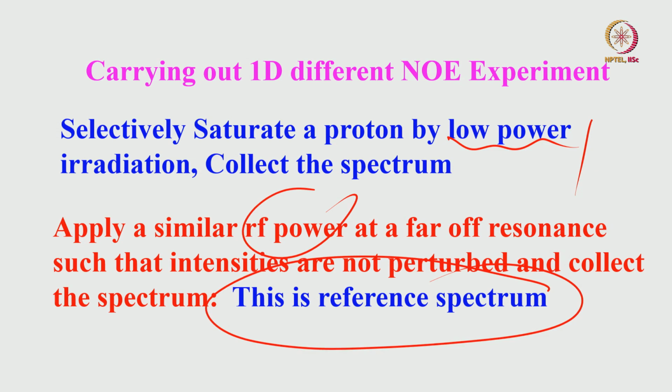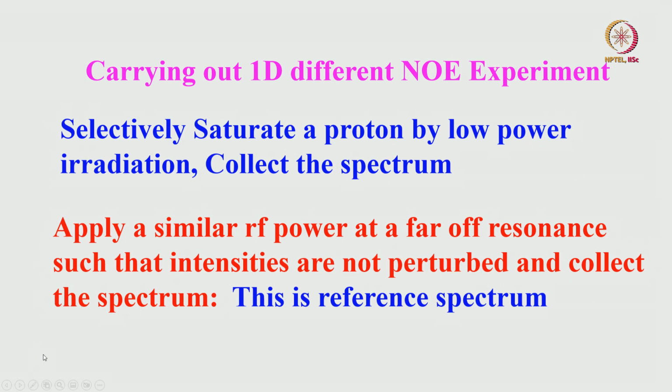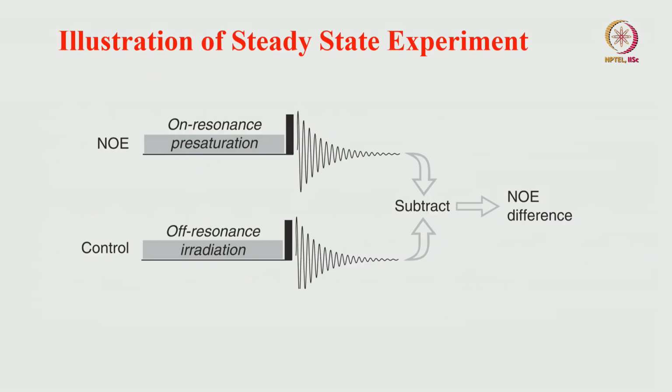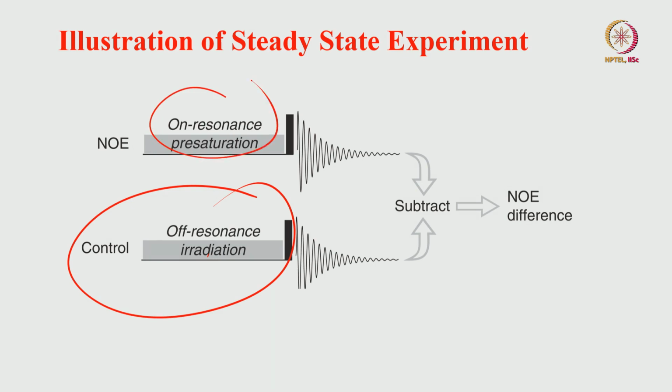Take this reference spectrum and then take the difference between it and the spectrum you have collected after selectively saturating a particular signal. Take the difference like this. This is a control experiment where you irradiate very far away, which is called off resonance, and collect the signal. Then do on resonance, selectively on a particular signal, continuously pre-saturating, with identical power in both cases, again collect the signal, subtract, take the difference between the two, and then you are going to see NOE.